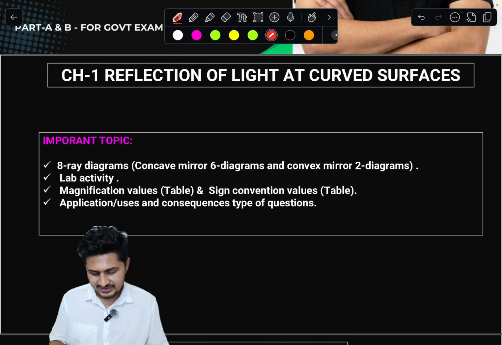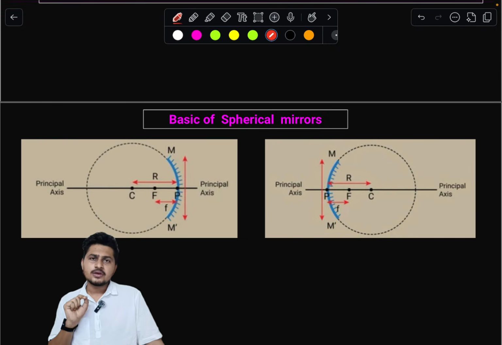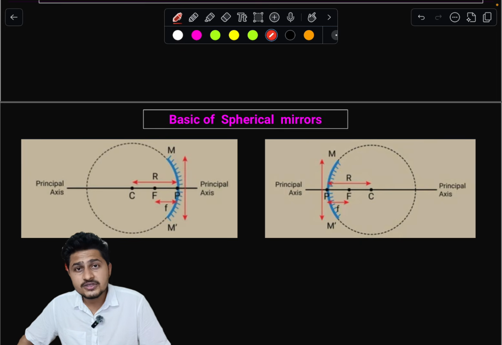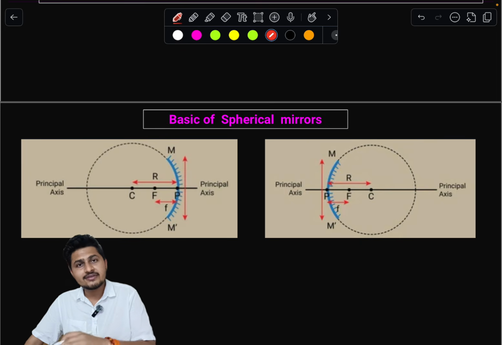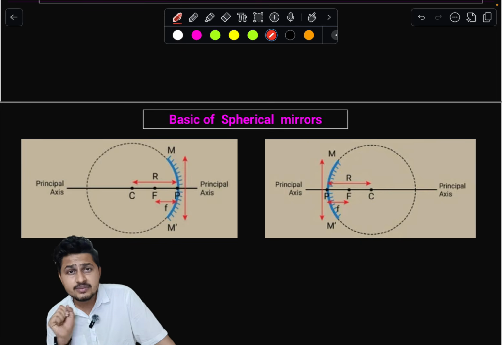Okay, let's start. First thing, basics of spherical mirror. Now see, we have to make a mirror. For a mirror, what is the necessary thing? We have to polish one surface, so the other side will behave like a reflecting surface and we will get reflection, then the phenomenon of mirror will happen. Here we have to make a spherical mirror, which means the shape of the mirror should be spherical. So we take a hollow sphere, then we polish it.